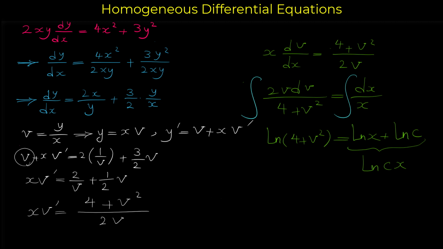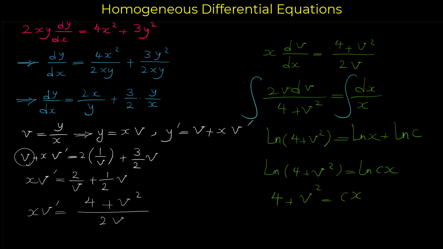So we can write this as ln of cx. So we get ln of 4 plus v squared equals ln of cx. Now, if we cancel ln with ln from both sides of the equation, because ln of this expression equals ln of that expression, the two expressions must be equal to each other. In this way, we can get rid of ln. So we get 4 plus v squared equals cx.